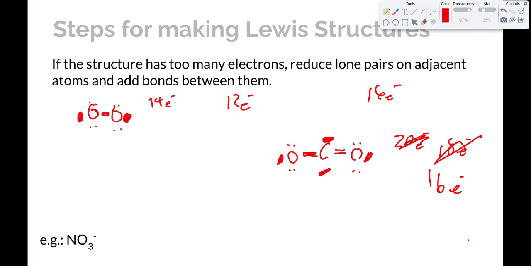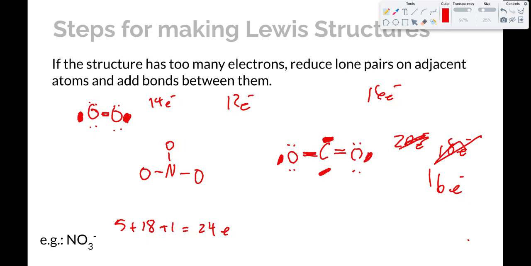Here's another one, NO3. Let's get the electron count first. Nitrogen is 5 electrons. Each oxygen is 6, so that's another 18. Plus it's a -1, so we've got to add another electron. So that gives us 24 electrons. Skeleton structure, we'll put nitrogen in the middle because it's listed first and it's closer to the middle of the table. Oxygen's on the outside.